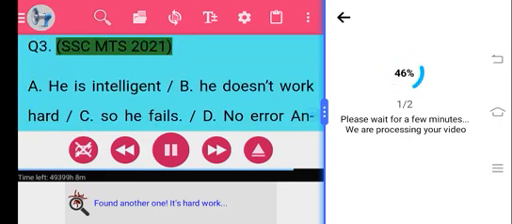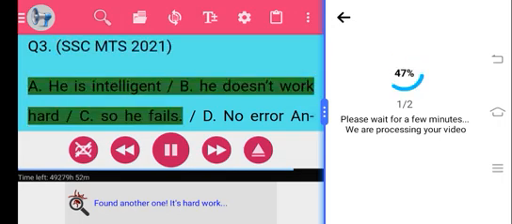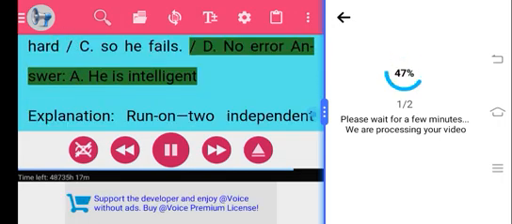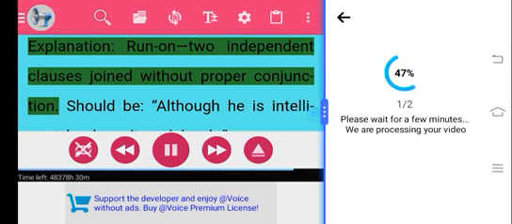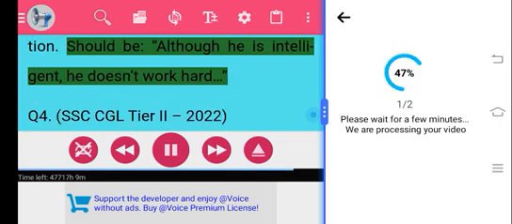Q3. SSC MTS 2021. A. He is intelligent. B. He doesn't work hard. C. So he fails. D. No error. Answer: A, he is intelligent. Explanation: Run-on, two independent clauses joined without proper conjunction. Should be "Although he is intelligent, he doesn't work hard."